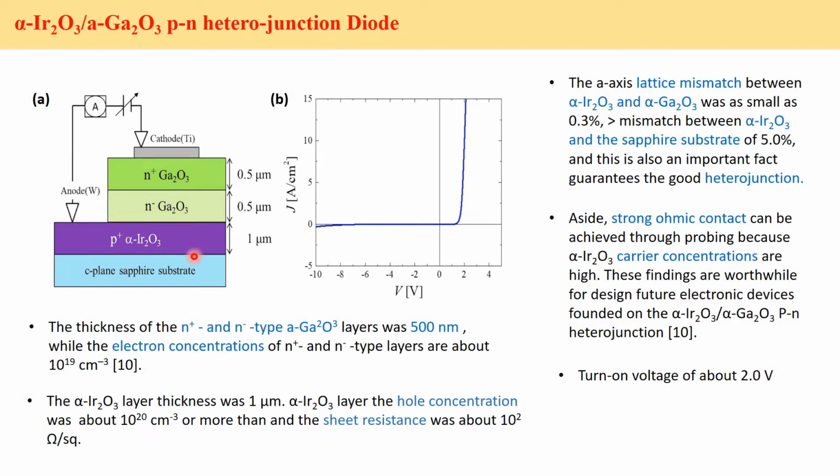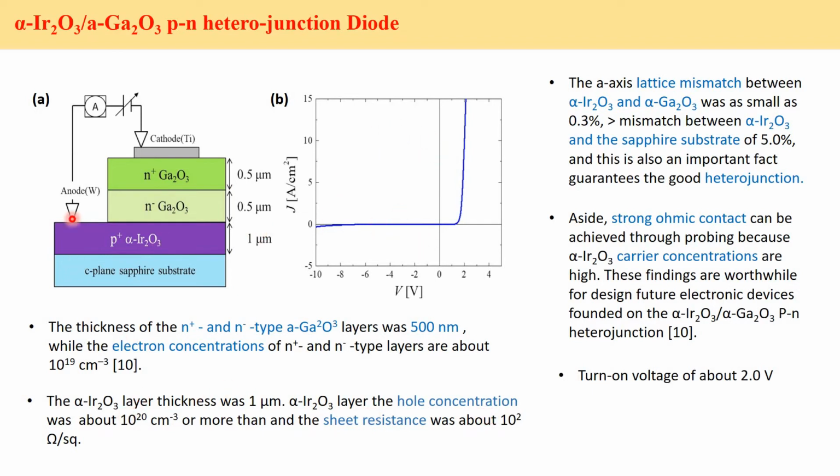So to form a device, the p-type and n-type layer thickness is very important for better electrical characteristics and better performance. And in the n plus and n minus gallium oxide, the resultant electron concentration is 10 to the power 19 centimeter to the minus 3, and the p plus alpha iridium oxide thickness is 1 micrometer and hole concentration is 10 to the power 20 centimeter to the minus 3. Also sheet resistance is 10 to the power 2 ohm per square.